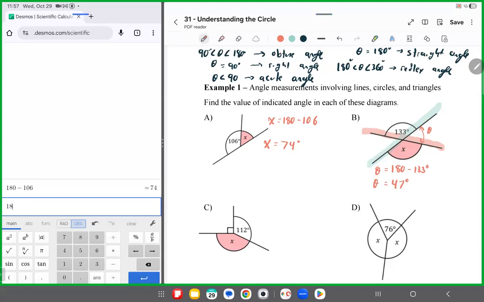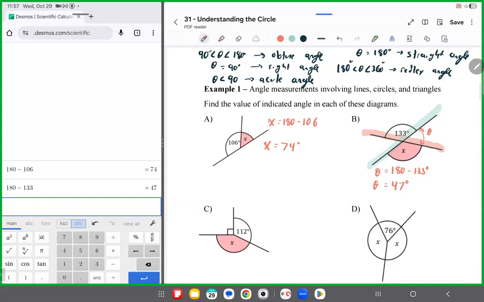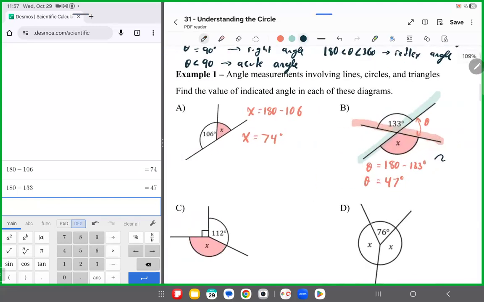And again, if you're ever unsure, just go ahead and check this using your calculator. Okay, so now that we know theta, we can figure out x. We could say x will be equal to 180 minus 47, which means x will be equal to 133 degrees. And we'll go ahead and box this as our answer.